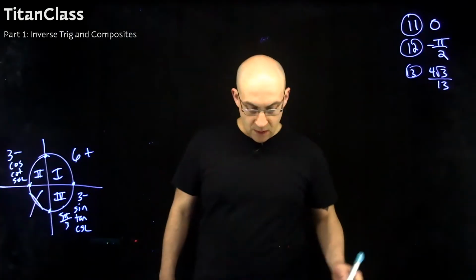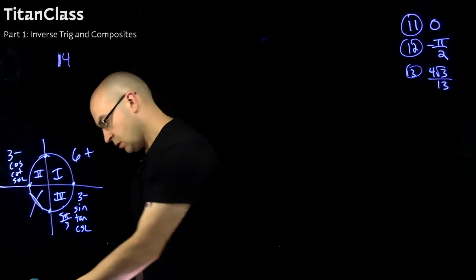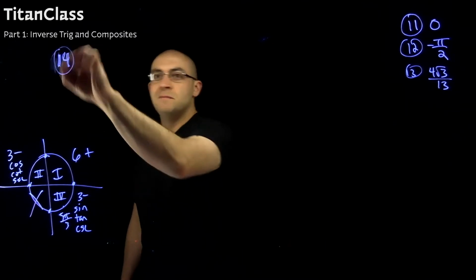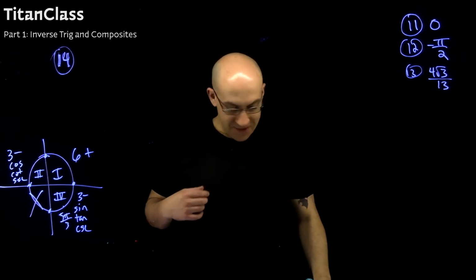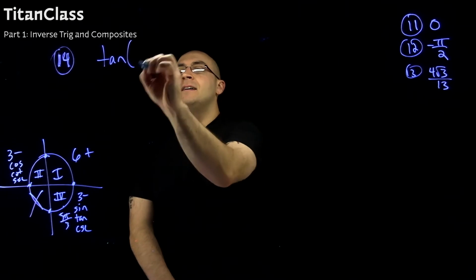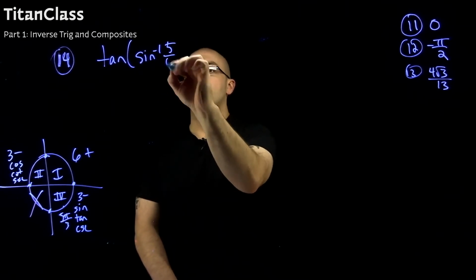Okay. Number 14. Ooh. Marker's going bad. No! Okay. Number 14, where am I? What happened? Okay, tan of inverse sine 5 over 6.